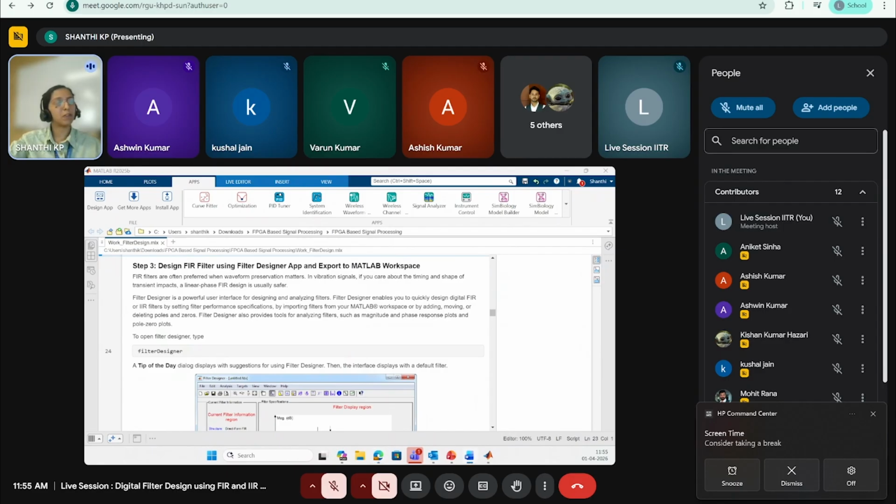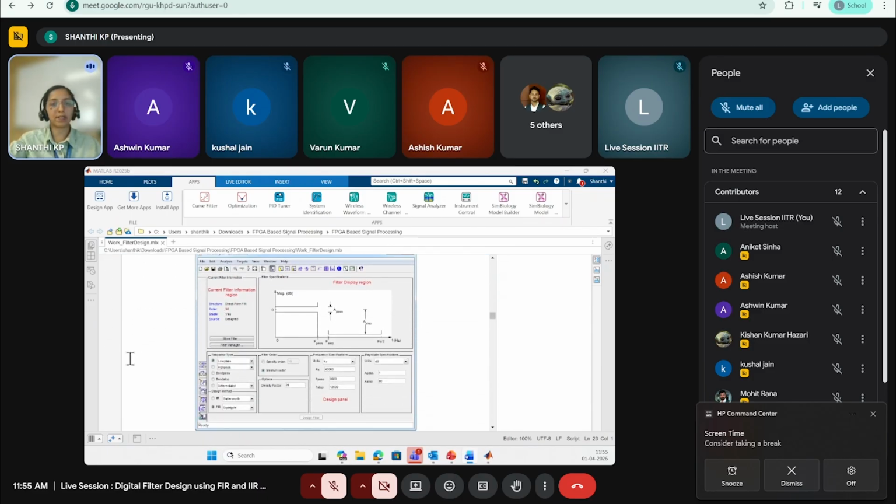Filter designer is a powerful user interface for designing and analyzing filters. You might have already used this in your course lectures. You might have already seen this FDA tool or filter designer app. Filter designer enables you to quickly design digital FIR or IIR filters by specifying the filter performance or specifications. It also provides tools for analyzing filters, such as magnitude and phase response plots, and many more like pole zero plots and group delay.